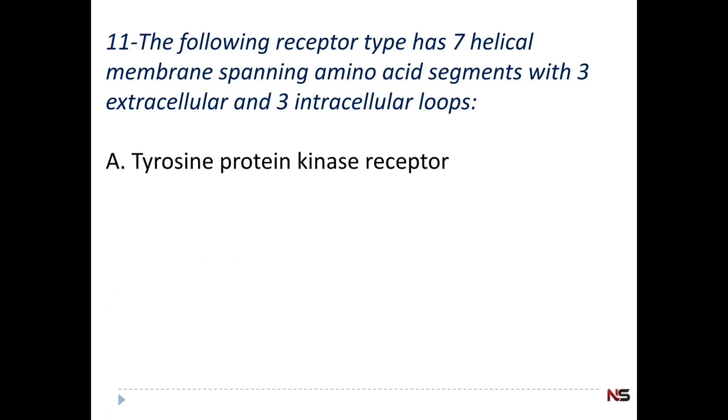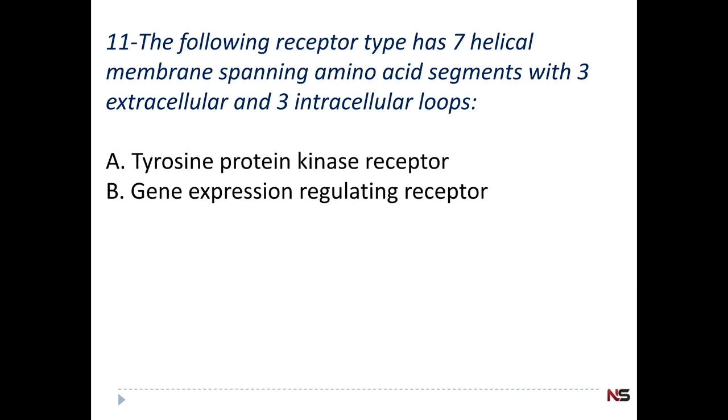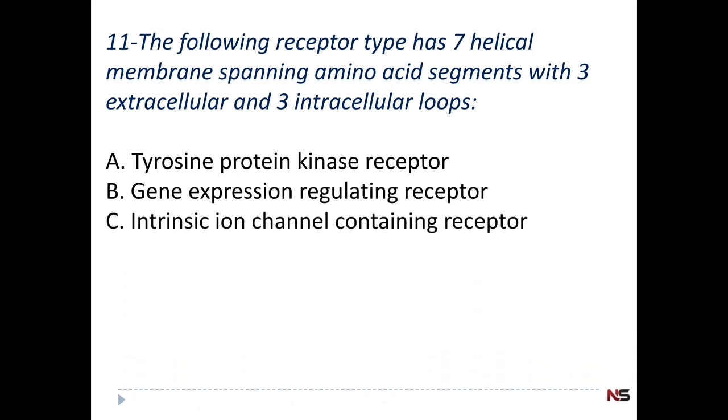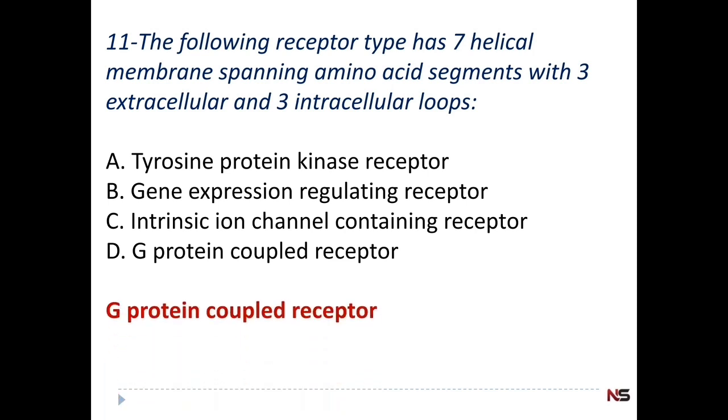Option A, tyrosine protein kinase receptor. Option B, gene expression regulating receptor. Option C, intrinsic ion channel containing receptor. And option D, G protein coupled receptor. The correct answer is G protein coupled receptor. G protein coupled receptor has got 7 helical membranes. Out of this, 3 are intracellular and 3 are extracellular.